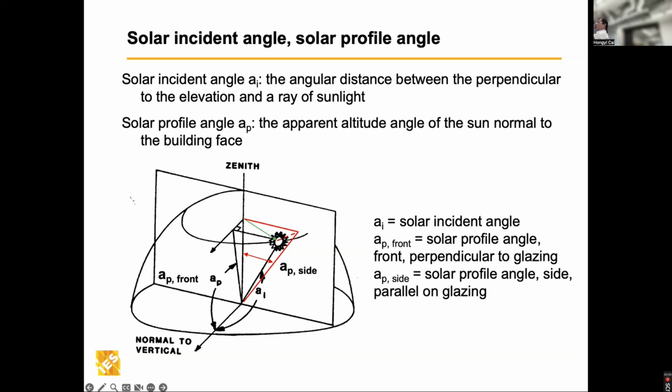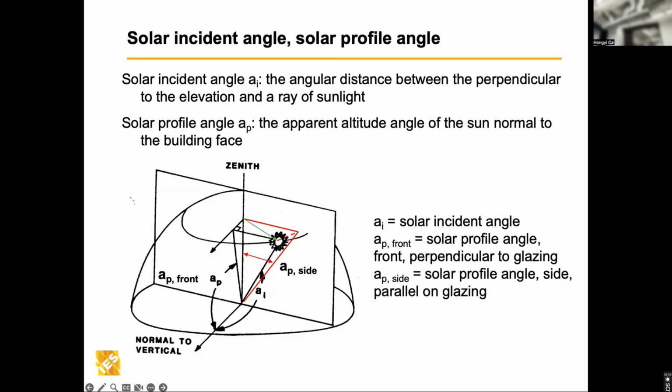The solar path angle actually has two angles. One is called the front profile angle, and the other is called the side profile angle. The solar path angle is defined as the apparent altitude angle of the sun normal to the building face. When we say the building face, we mean the face of your window gradient, because a building typically has multiple walls, at least four walls. We are talking about the wall or the building face with your window, where you are looking out.